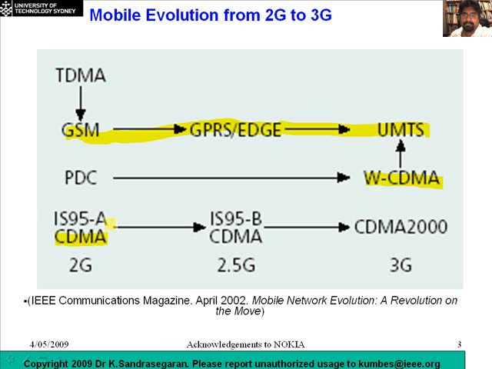Now, the corresponding version of IS95A in the packet switch was called IS95B. Okay, and that was a 2.5 generation technology. And this technology in the third generation mobile communication became CDMA 2000. Now, initially they were trying to come up with one mobile standard for 3G, but due to political and other reasons, it was not possible for these two communities to come together and come up with one standard.